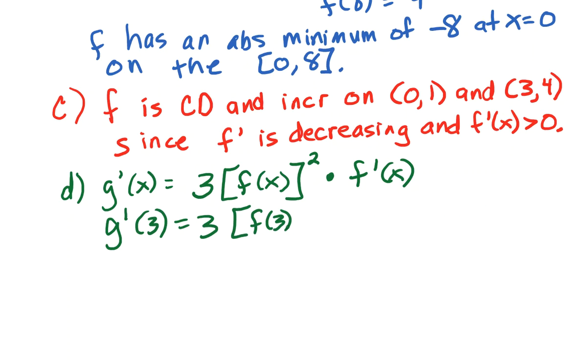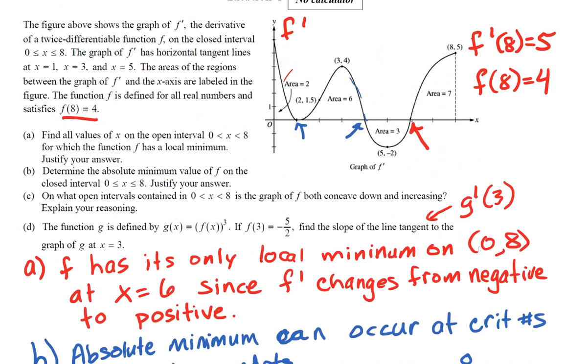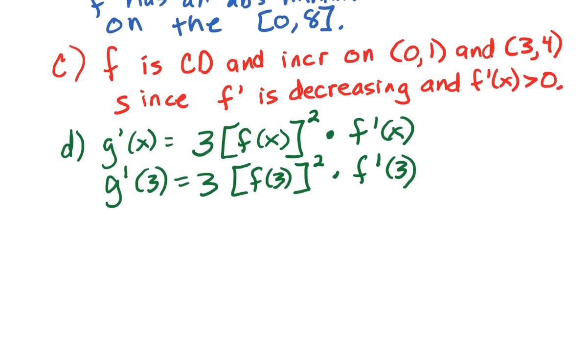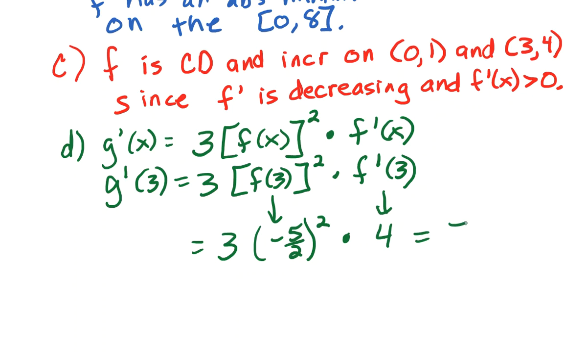So if you just organize your work here so that you can read. So f prime of 3, we're going to get from the diagram. So let's scroll back up here. f prime of 3 is 4. And then the other value was given. So this value we get from the table. This value was given to us in the problem as -5/2. The values are chosen to make your life easier. When you square, this denominator will be 4, so it will cancel with that 4. So we'll have a 3 times 25, which will be 75. And we're done.